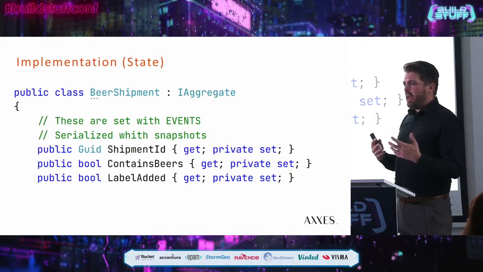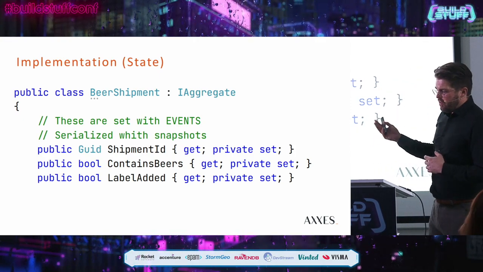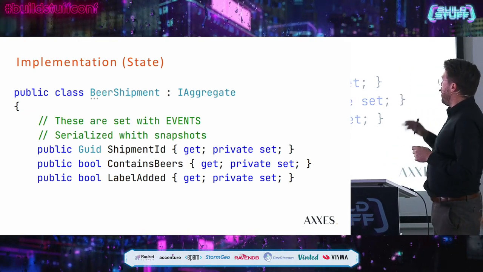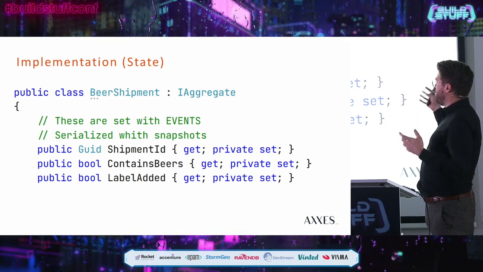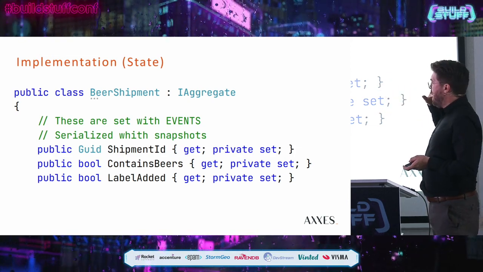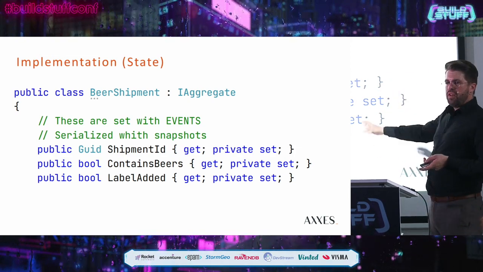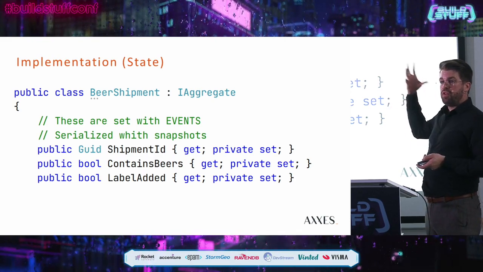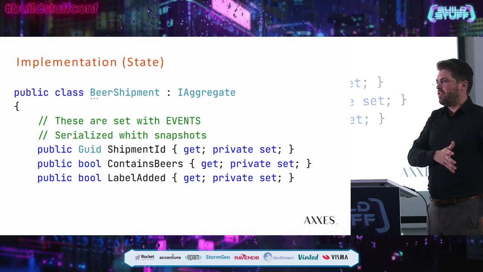And if we apply that and we make an implementation of this interface, it becomes actually quite straightforward. All of our data and all of the state that we have, that will get set through events, right? And because we make them into properties, that actually will be serialized correctly when we serialize our aggregate and store it as a snapshot somewhere.